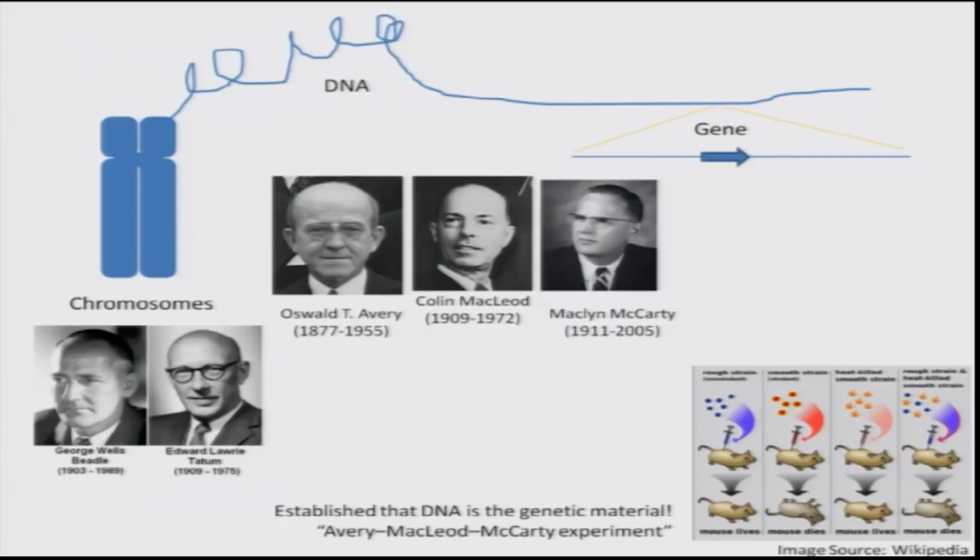By then we knew that all living systems that have cells have three major biomolecules, the protein, nucleic acid and the lipid, and also carbohydrate and so on, and they were able to show that it is not the protein, but it is the DNA that gives the phenotype.